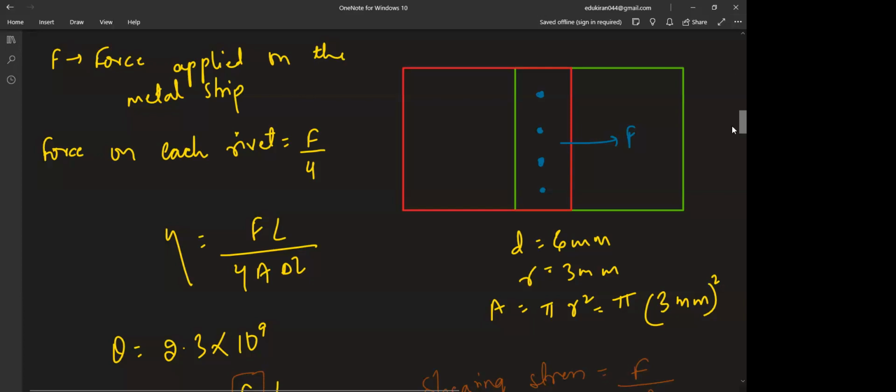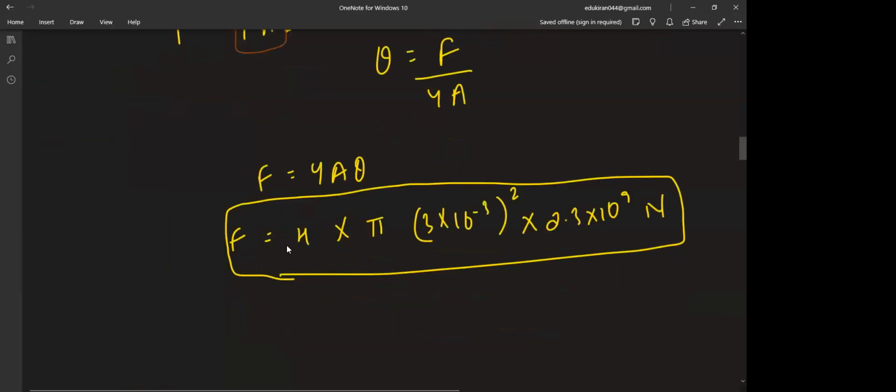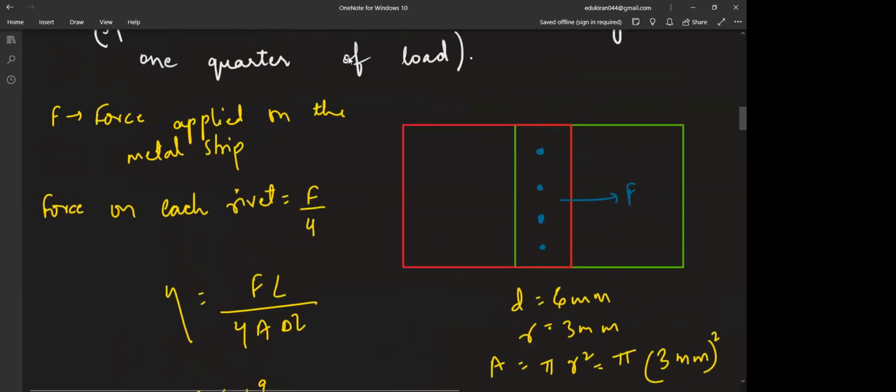See, actually, it's just that we have already multiplied 4 in our answer. If you remove this 4 and you divide it here, the part that will be left will be for each. But since we have already multiplied it by 4, that is for all the 4 rivets. So for the whole strip, we just take it as F.